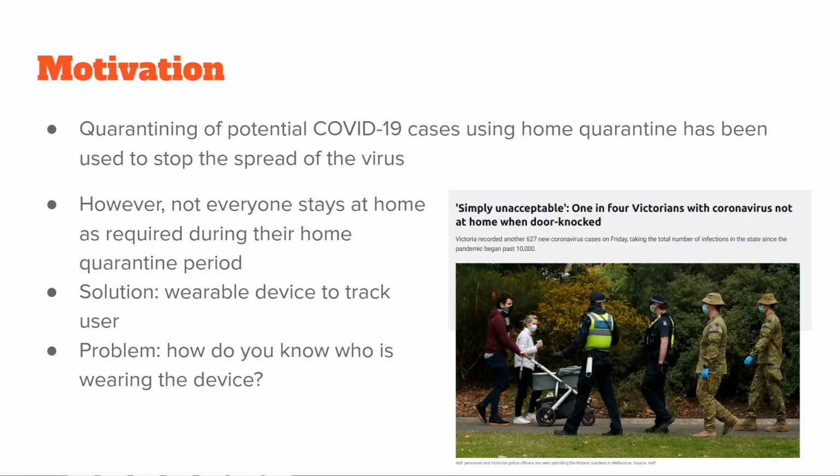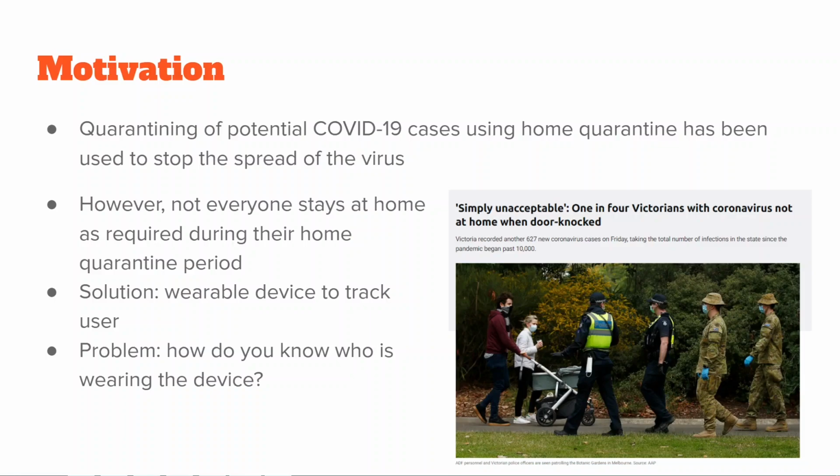During the COVID-19 pandemic, quarantining of people who potentially have COVID-19 has been a strategy used to stop the spread of the virus. For example, a traveler from an overseas country with a high amount of cases may be asked to quarantine at home to prevent a potential COVID-19 outbreak from occurring. For home quarantine to work, the person under home quarantine must stay in their house for a certain number of days. However, it has been found that not everyone who is under home quarantine has been at home when checked.